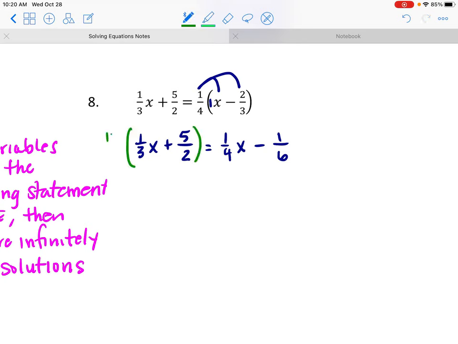So multiply this side by 12, which remember is 12 over 1, and multiply this side by 12, which again is 12 over 1. As long as I do the same thing on both sides, I'm keeping the balance, so this is a legal move. Now what happens when I do that?